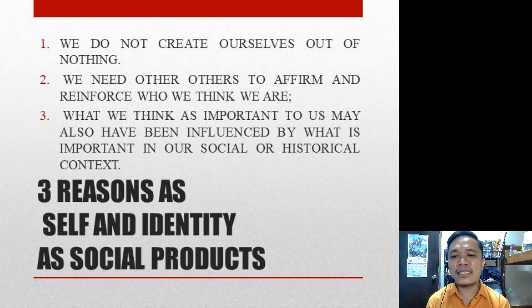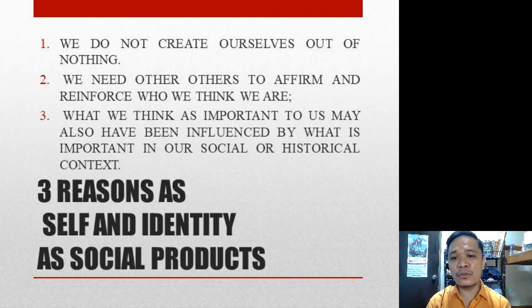Okay? Next, there are three reasons for the self and identity as social products. Number one, we do not create ourselves out of nothing. There must be a reason why we exist. When a lost wallet is found, you assume that the wallet did not appear magically for no reason. There must be an owner of that wallet. Same goes with yourself. You came here on earth for a reason, and that is to identify your identity. So your identity is deeply rooted in the one who helped you to be here. And that is one of the reasons for the conviction of God that you are here on earth.